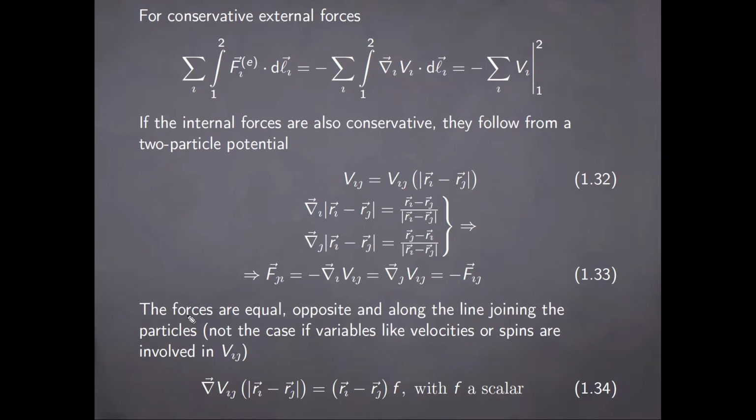In this case, the forces are equal, opposite, and along the line joining the particles by virtue of the definition here. But this would not be the case if variables like velocities or spins would be involved in the two-particle potential, which in this case has a gradient that is equal to some scalar function f, which depends on the nature of the potential, and this function multiplies the relative vector between the particles.